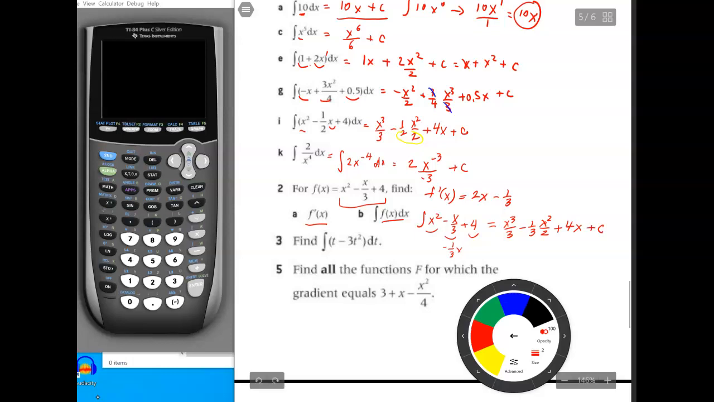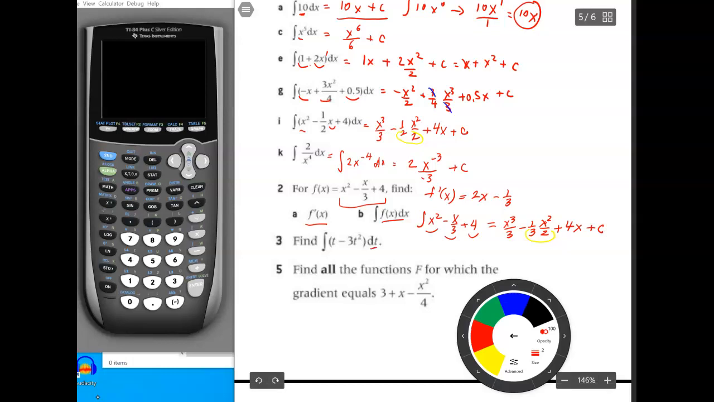Okay? So if we wanted to, we could simplify this. We could multiply the 3 and the 2 together in the denominator, so it would be negative x squared over 6. But we don't have to. Here, on the exam, you would. Okay? All right. Number 3, find the integral of t minus 3t squared dt.